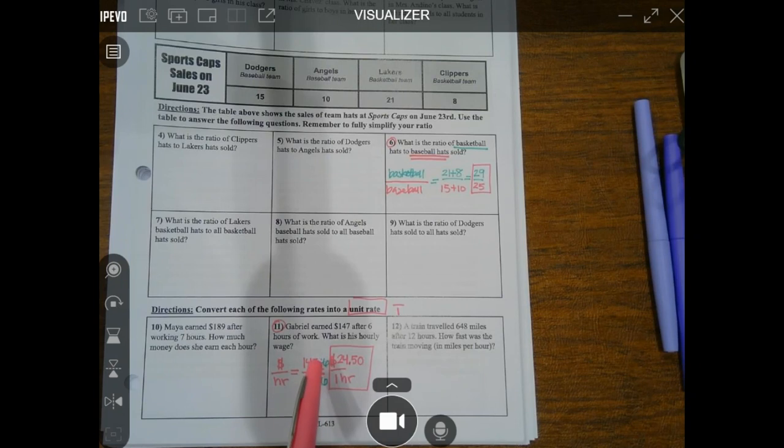You basically divide the numerator by whatever the denominator is. You just have to be picky. What did they want to have to become 1? And that's what you pick to be in the denominator.